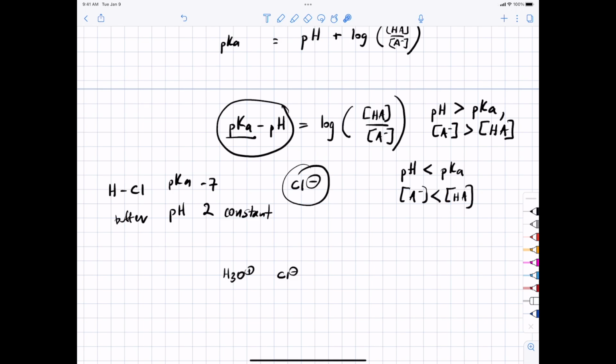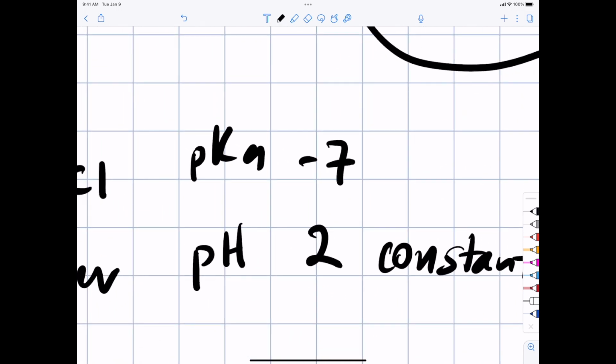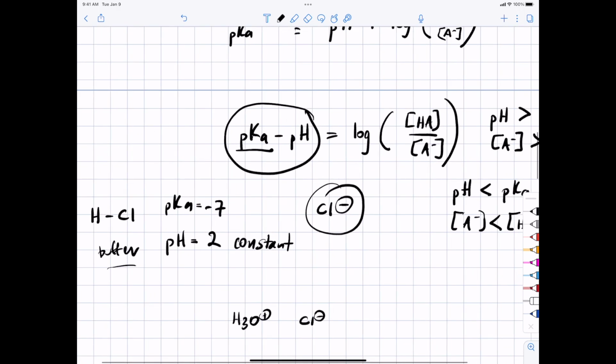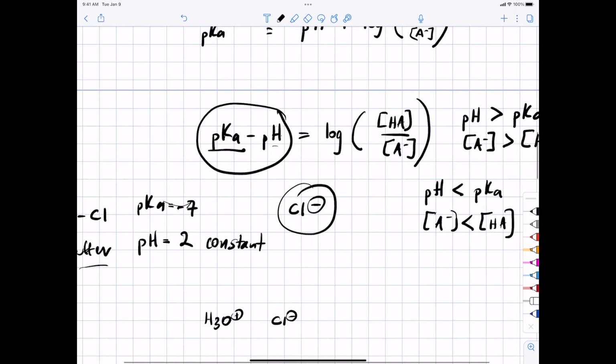Yes? So is the pKa here -7 or is it supposed to be like... I'm sorry, I was in a hurry. pKa equals -7, pH of water at this buffered concentration is 2. So, if we put those together... actually, -7 minus 2 is -9, that makes more sense. So, we have -9. That means the acid is preferred. Nope, conjugate base is preferred.